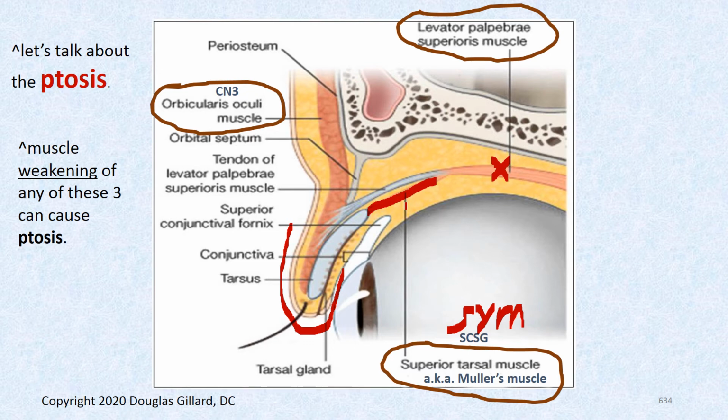You get something like a Pancoast tumor and it compresses that ganglion, or you get some tumor in your neck that compresses the sympathetic chain. You can knock out this muscle, and then the same thing's going to happen. You're going to get a sagging of the eyelid. Okay, that's another cause of ptosis. What's another cause? Well, what if you get Bell's palsy, and you knock out the cranial nerve?